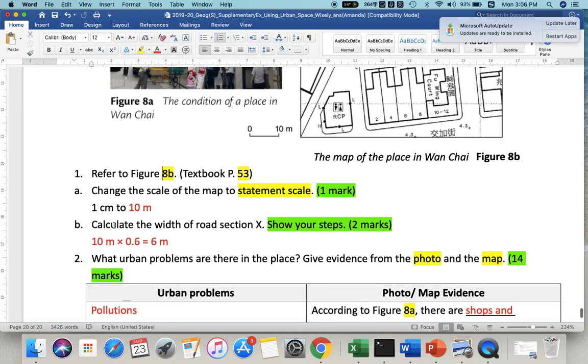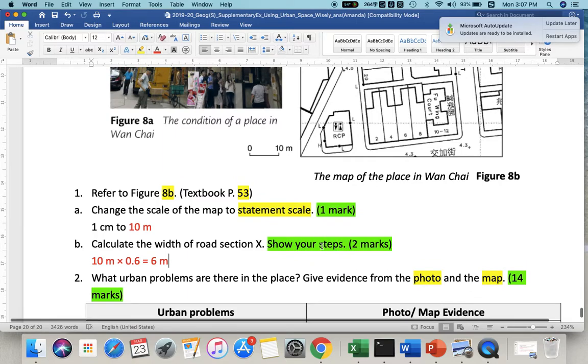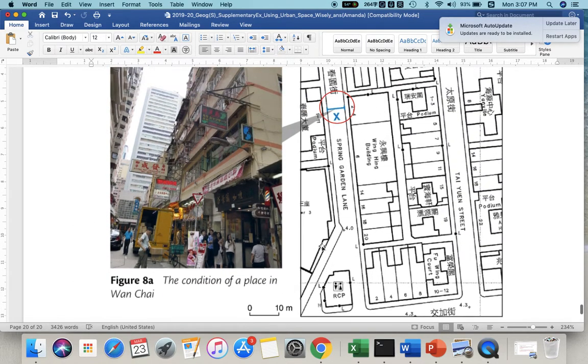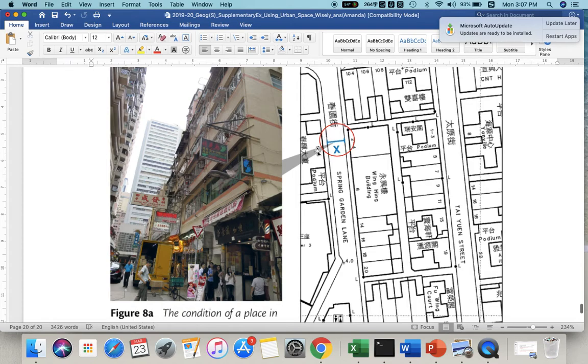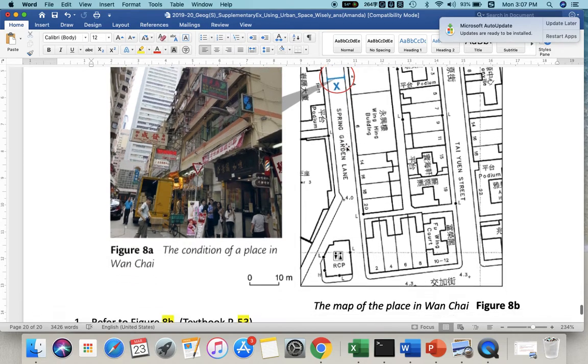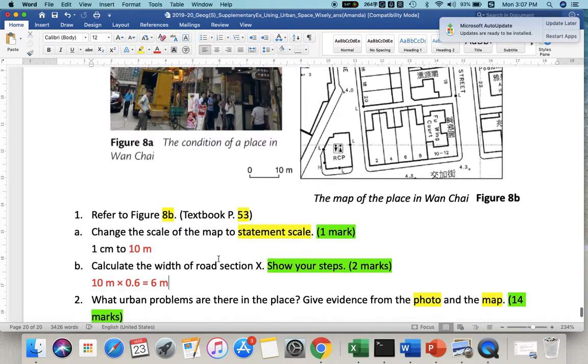And 1b, calculate the width of the road section X. And remember, use another color of pen, show your steps. When you see show your steps, it means you need to write the process of your calculation. So let's move to X. So here, for the width, put a ruler down here. You should measure 0.6. The width should be 0.6 cm.